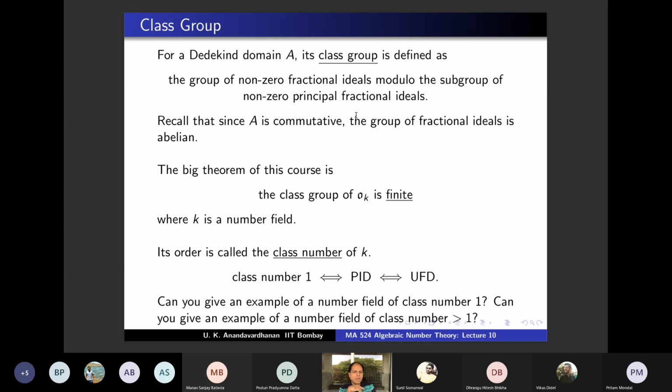So it's not a UFD. So that's an example. Okay, you want to take a guess? What is the class number there? 2. Yeah, answer is 2. But of course, we haven't shown that, or maybe we can't easily show that. But the answer is 2. So that is an example of class number 2. We will come back to it later.